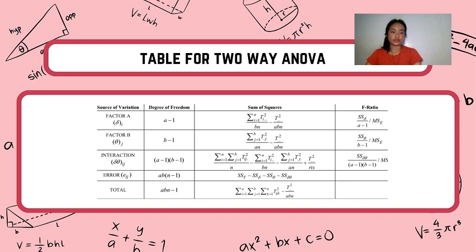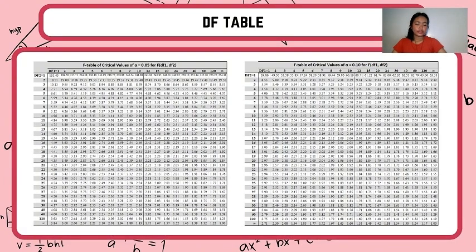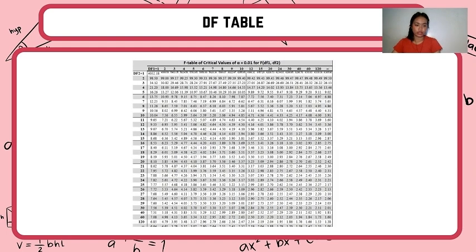Here is a table for two-way ANOVA, which is important in conducting the test statistics, which will be further discussed in the next slides. Like other test statistics, two-way ANOVA also uses the F table for critical values at 0.05, 0.10, and 0.01. Although statisticians usually use ANOVA, 0.05 is usually used.